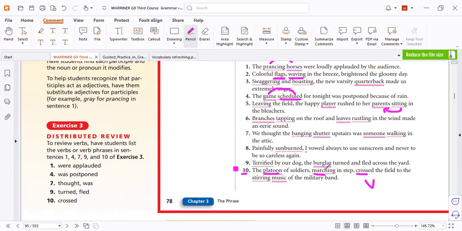But this is a verb, okay? It's done by a noun. All right. The present participle is modified by a noun because it's a verb already, and a verb is done by a noun. That's it. Again, who was walking in the attic? Tell me.